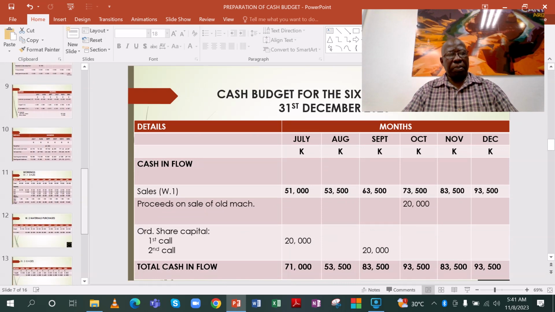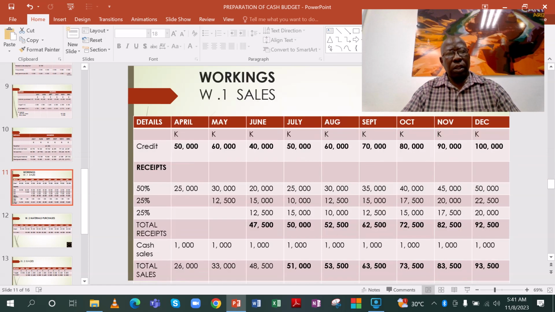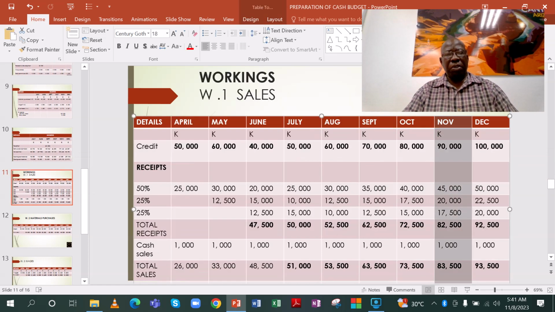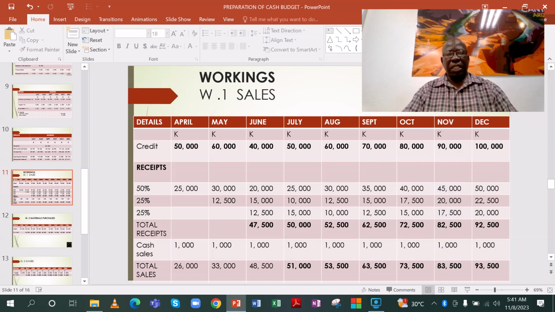Working number 1. Okay. So from April through to December, you have 50,000, 60,000, 40,000, 50,000, 60, 70, 80 through to 100,000. Those are the credit sales. Then how are these credit sales going to be received? How are the debtors going to pay? What's the payment pattern? We are guided by the note.